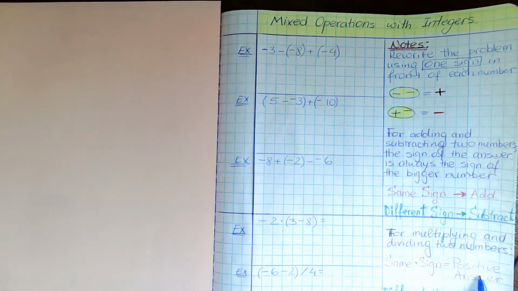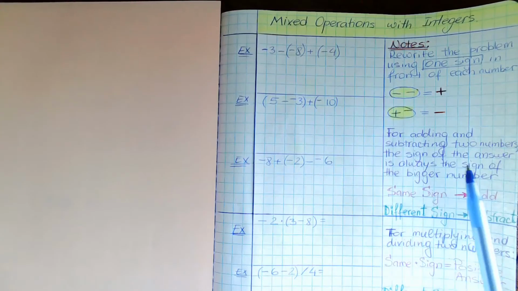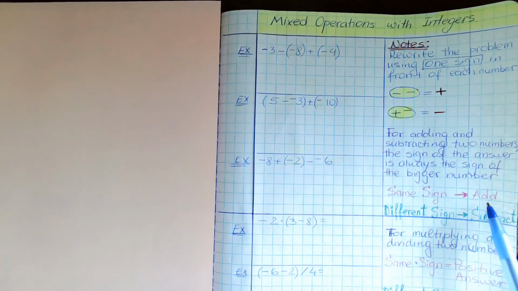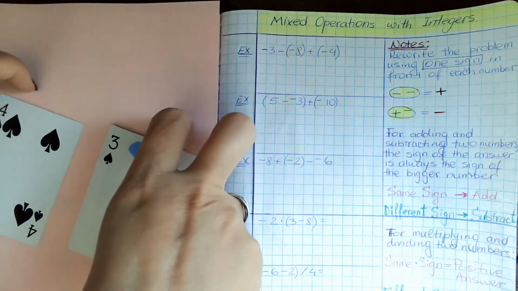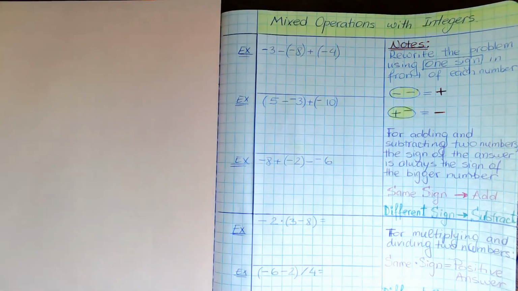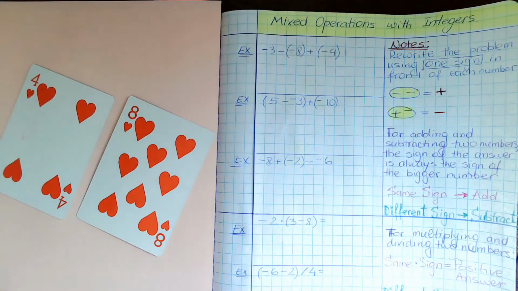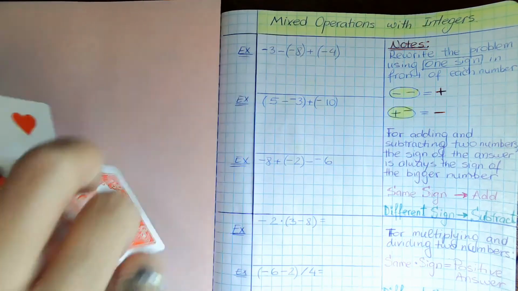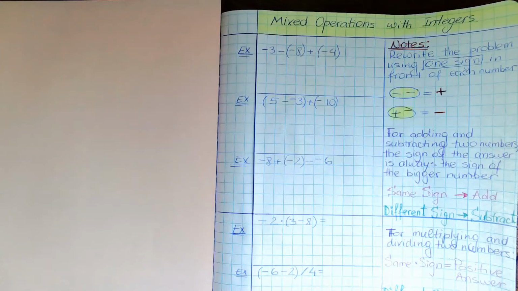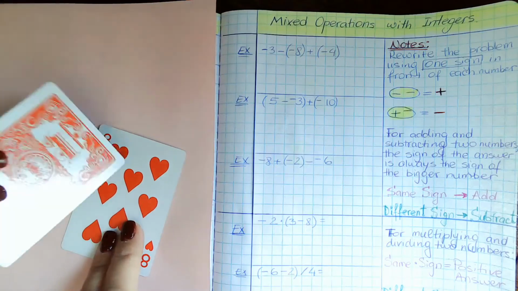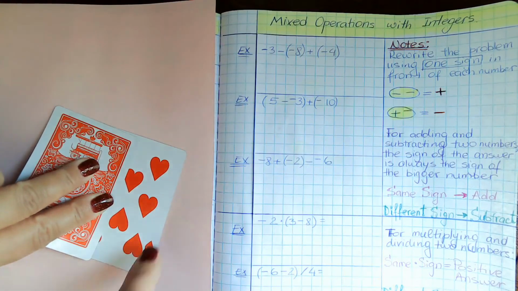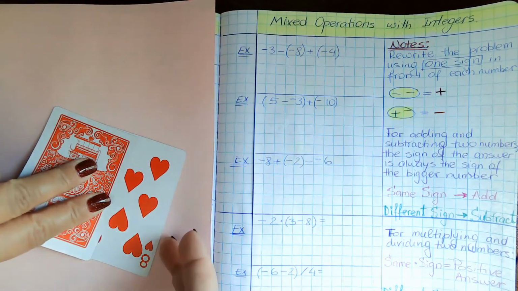If you have the same sign, we are going to add the numbers. So for adding and subtracting, same sign, add the numbers, and different sign, subtract the numbers. Going back to my card reference, spades and spades, that will be 7 spades, add the numbers. Hearts and hearts, add the numbers, 12 hearts. Same sign, add the numbers. Different sign, subtract the numbers. Different sign, we cancel, subtract. What's left is the sign of the bigger number.